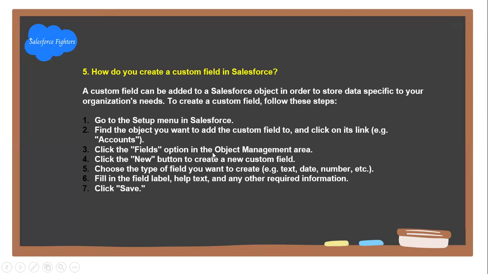Click the Fields option in the object management area. Next, click the New button to create a new custom field. Next, choose the type of field you want to create: text, date, or number.